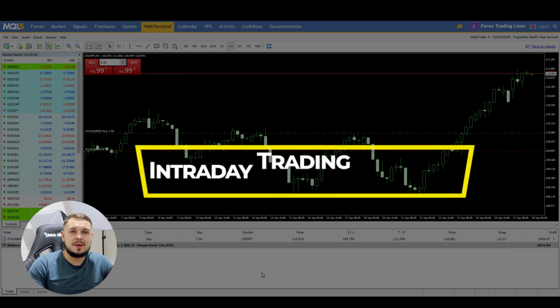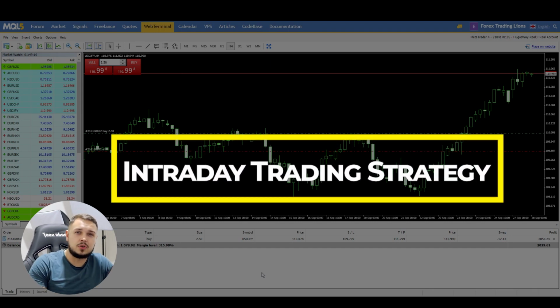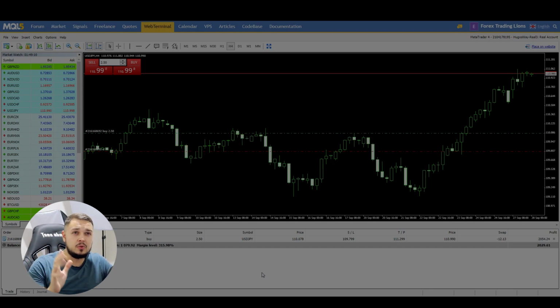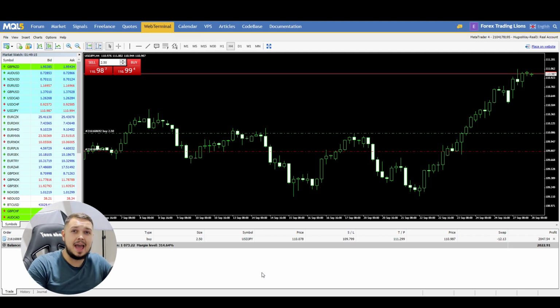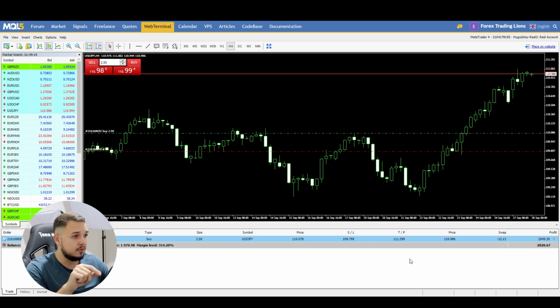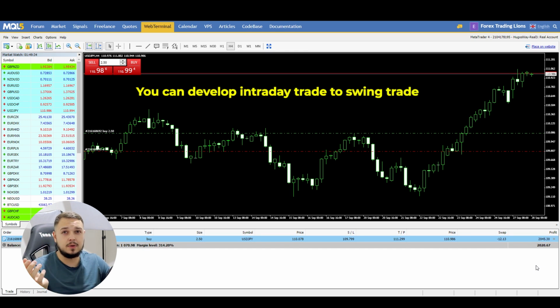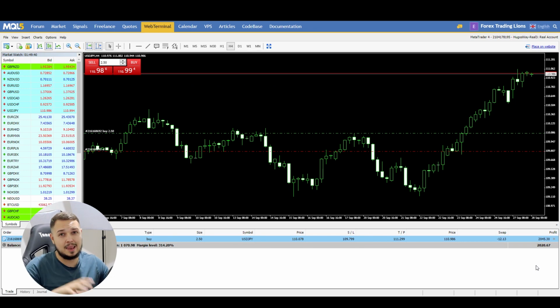Hey there traders, today I'm going to show you an intraday trading strategy. Super simple to use and pretty damn beginner friendly as well. As you can see over here, USD Japanese yen, 2.5 lot size trade, $2,000 in profit within a couple of days' time, because what we can do is develop the intraday trade into a swing trade as well, and I'm going to show you in this video, so check it out and let's go.